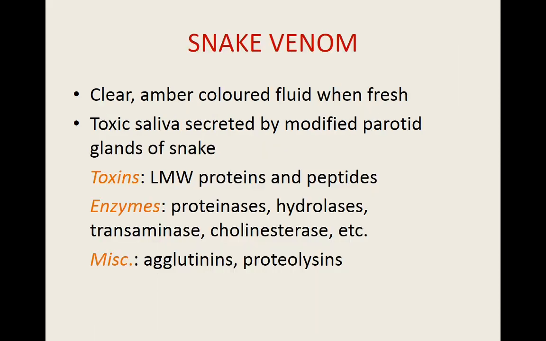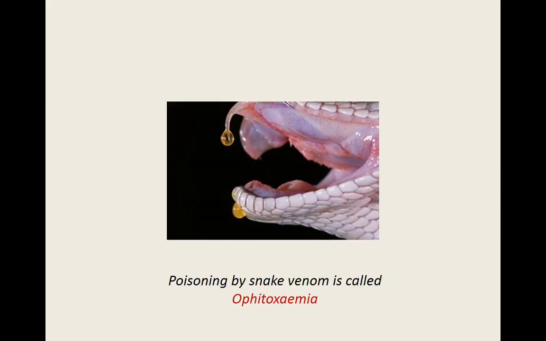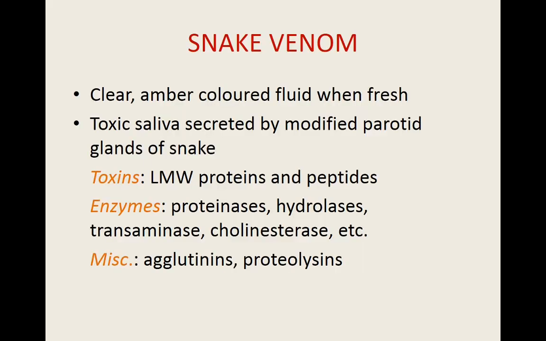So snake venom. What is the snake venom? It is a clear amber colored fluid when fresh. So this is amber. You know, in pharmacology, you have those amber-colored bottles for storing medicines, isn't it? Have you seen amber-colored bottles? They are brownish. Okay, so this is the amber color, brownish. It is light brown in color. Clear amber-colored fluid when fresh. This is snake venom. It is the toxic saliva secreted by modified parotid glands of the snake.